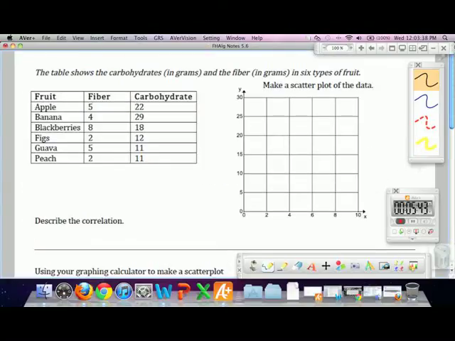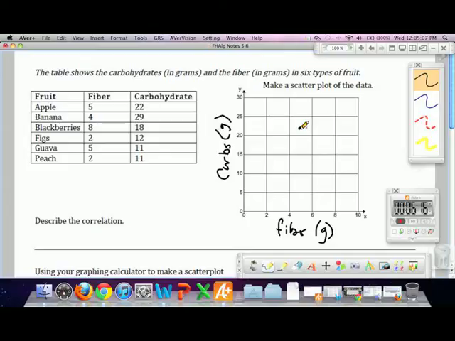Let's label this axis as fiber in grams. And then let's put the carbs in grams on the y-axis. And let's plot these. So an apple is 5 grams of fiber, 22 grams of carbohydrates. Is this real? Yeah, it's real, like, I mean, it's an example. Is this real life? Real life.